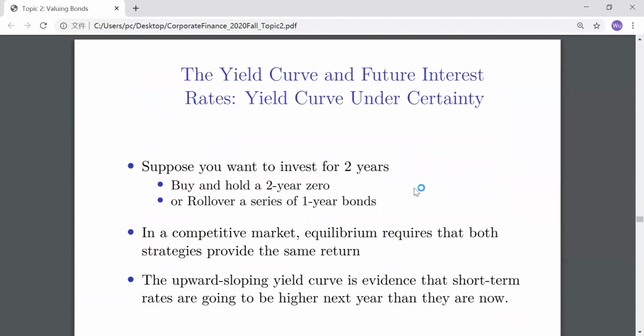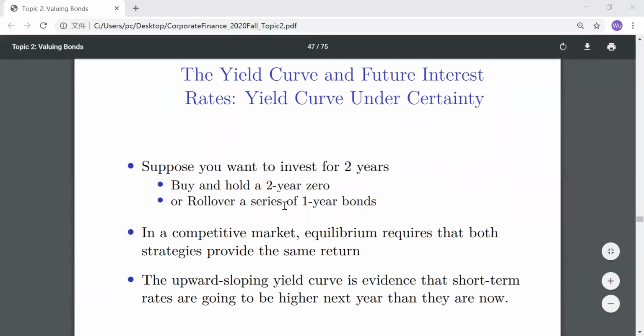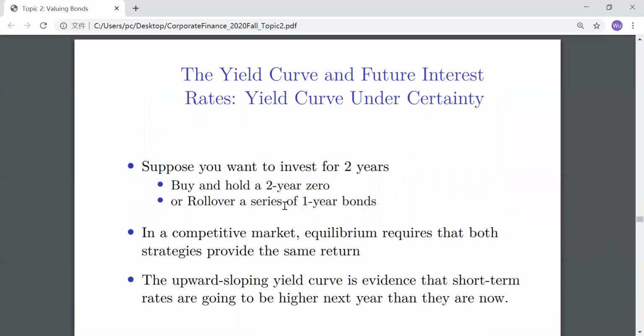Now we're going to look at the first kind of yield curve, which is the yield curve under certainty. This means there is no interest rate risk: we know the future interest rate for sure, so there's no interest rate uncertainty. Now we're going to see how we infer the future interest rate from the yield curve.